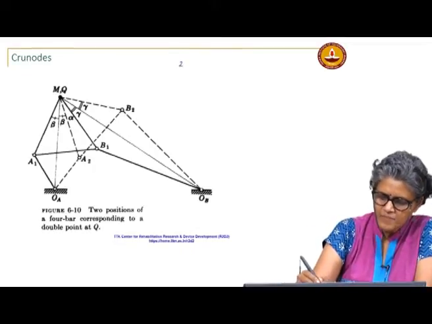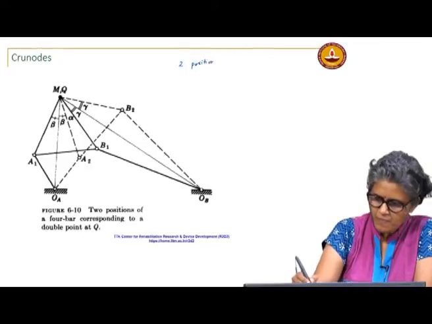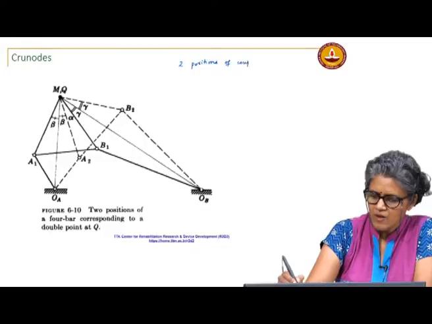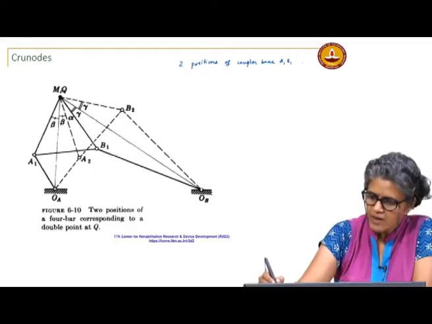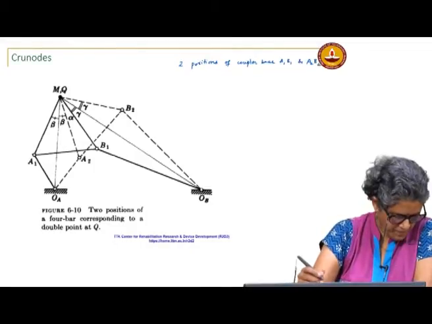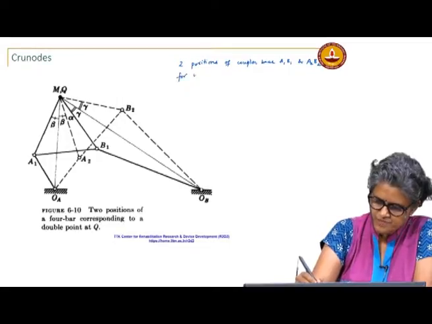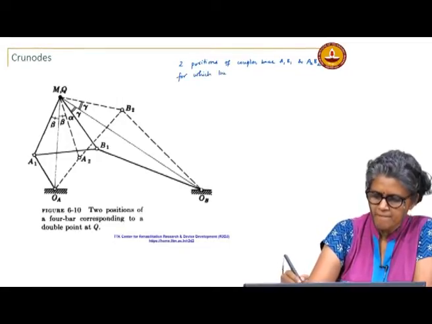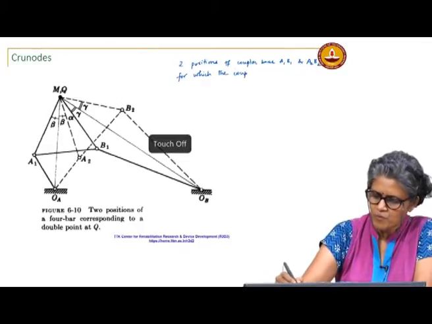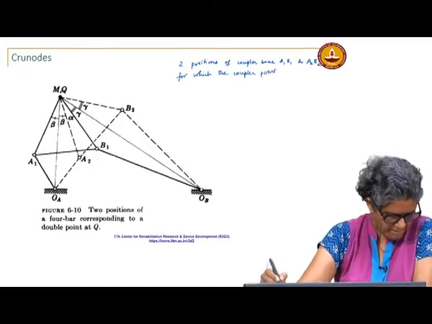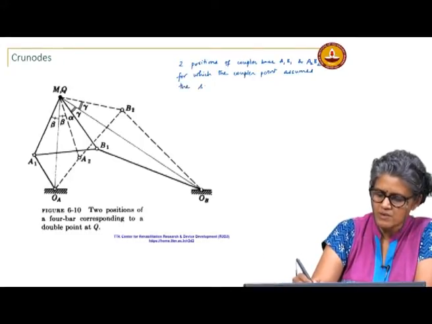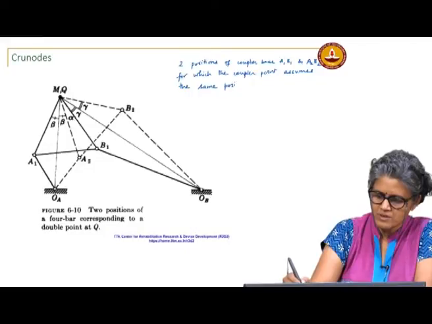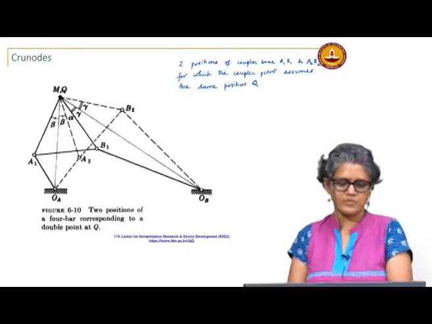So, these are two positions of the coupler base, A1 B1 and A2 B2, for which the coupler point assumes the same position Q.